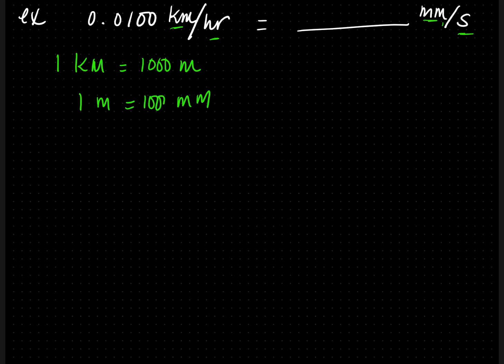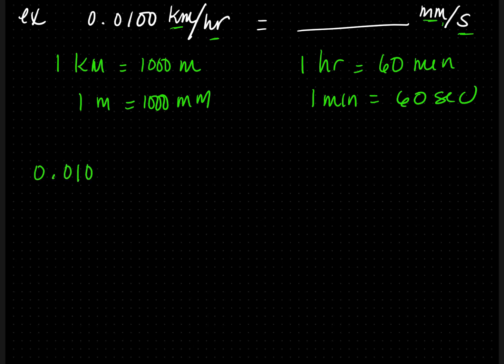This is 1,000 millimeters. To go from hours to seconds, if you don't know, go from hours to minutes. Bigger prefix is the hour, so that's 1, 60 minutes. And we also know 1 minute has 60 seconds. After you determine your conversion factors and what you need to convert, we need to start with what's given. What's given is 0.0100 kilometers per hour.